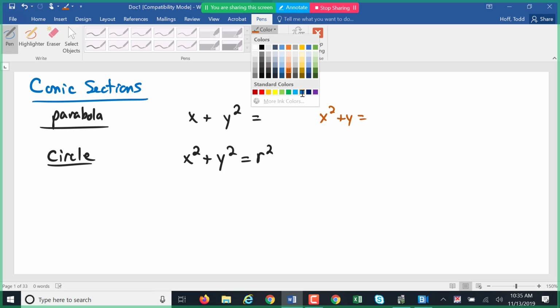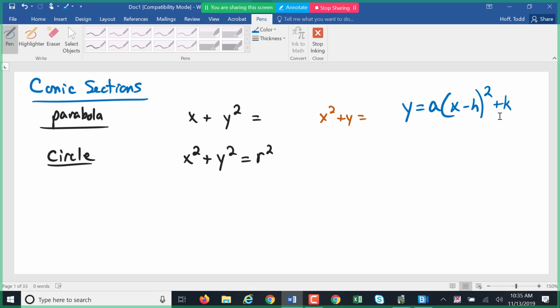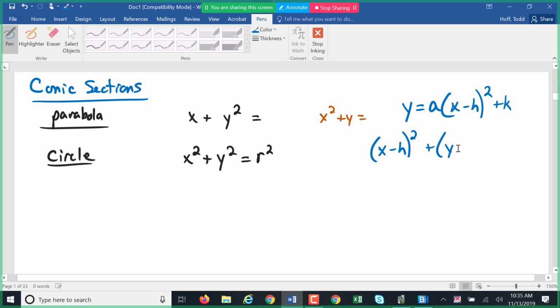But we adjusted that form as either y equals, remember, a times x minus h squared plus k, or we could have switched the x and the y in that. For the circle, we had x minus h squared plus y minus k squared equals r squared, where the h and the k again are the center of that circle. We're basically moving the origin, the center of the graph, with those coordinates.